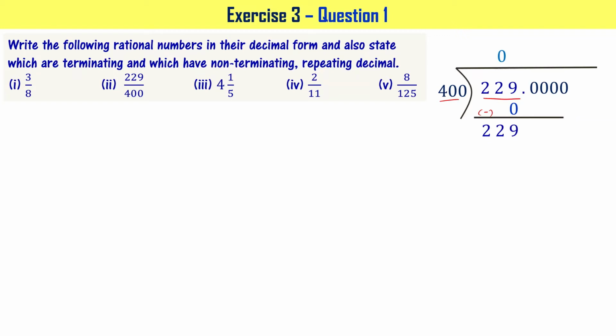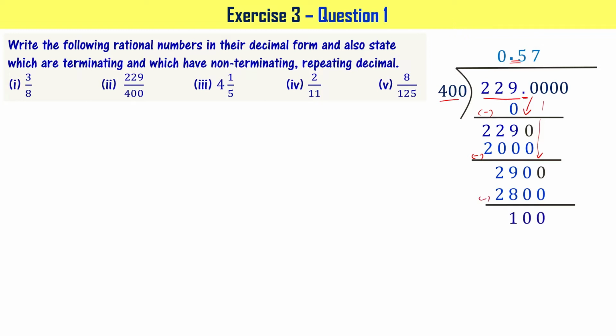Now you see we have a dot here. It means we have to put a dot in the quotient part also. Now let me bring this particular 0 down so that it becomes 2290, right? Now 5 times 400 is 2000. Let me subtract that. When I subtract that, I get 290 as the remainder. Let me bring another 0 down so that it becomes 2900, right? 7 times 400 is 2800. Let me subtract that from 2900. So I have 100 here, right?